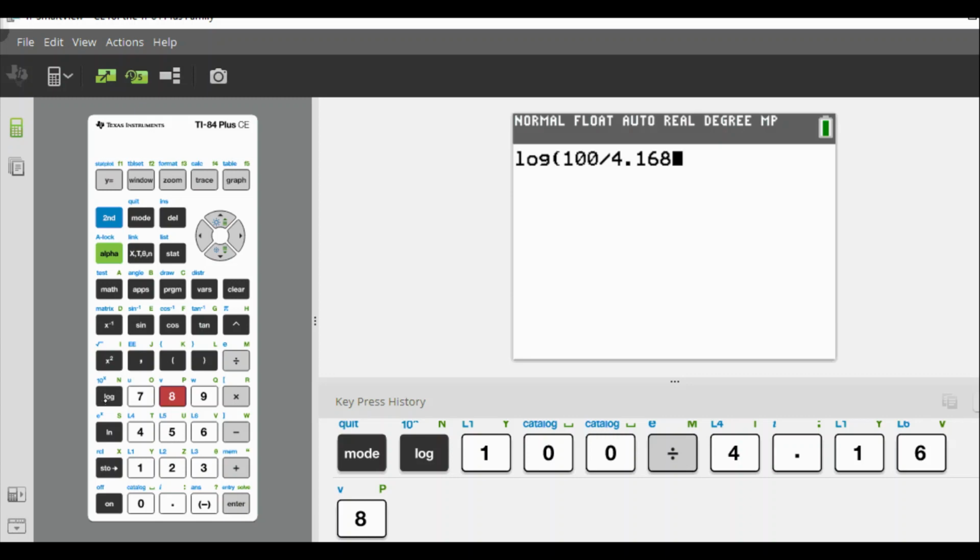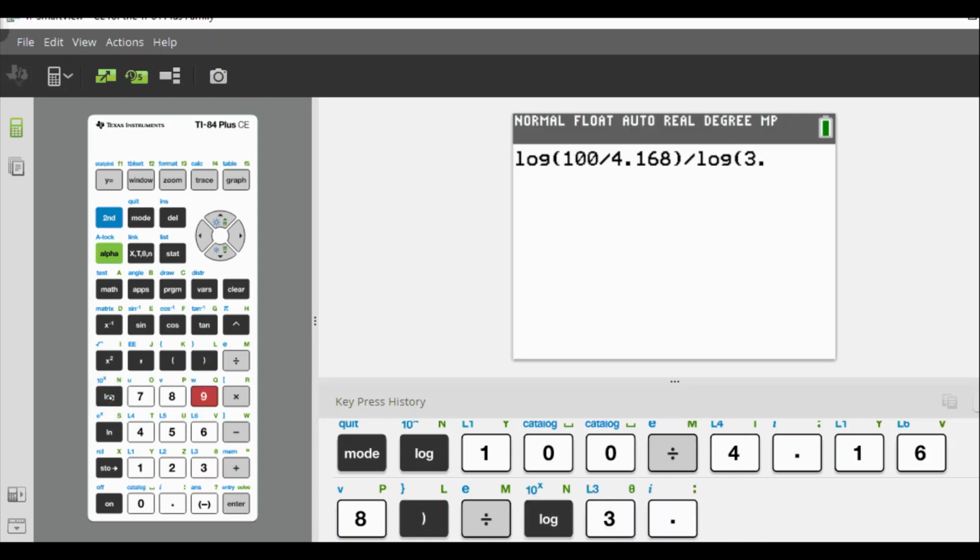And you might be asking in this case, Mr. Scott, why don't we just simplify that first? That number of 4.168 is already simplified, and every time you round off again, it makes the answer a little further off and more of an error. So I want to make sure we don't have that. Now we divide this whole thing by the log of 3.981.